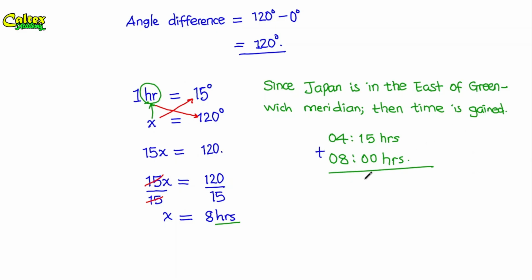And when you sum this together, realize that we have here 15 hours. Remember, I started adding from here simply because I know there's nothing that can add that will require us to add something from this hour system. So this is the local time in Japan, when in Greenwich we have our time system as 04:15 GMT.